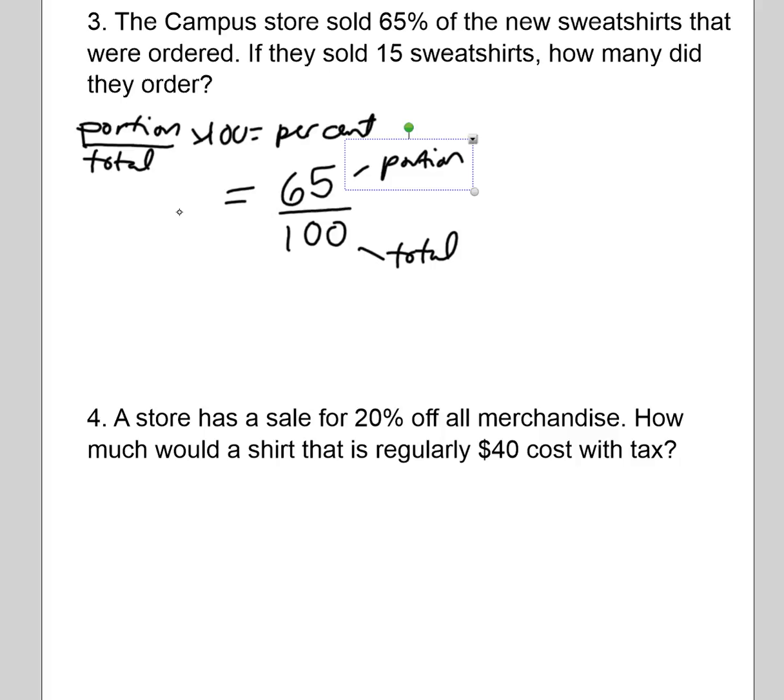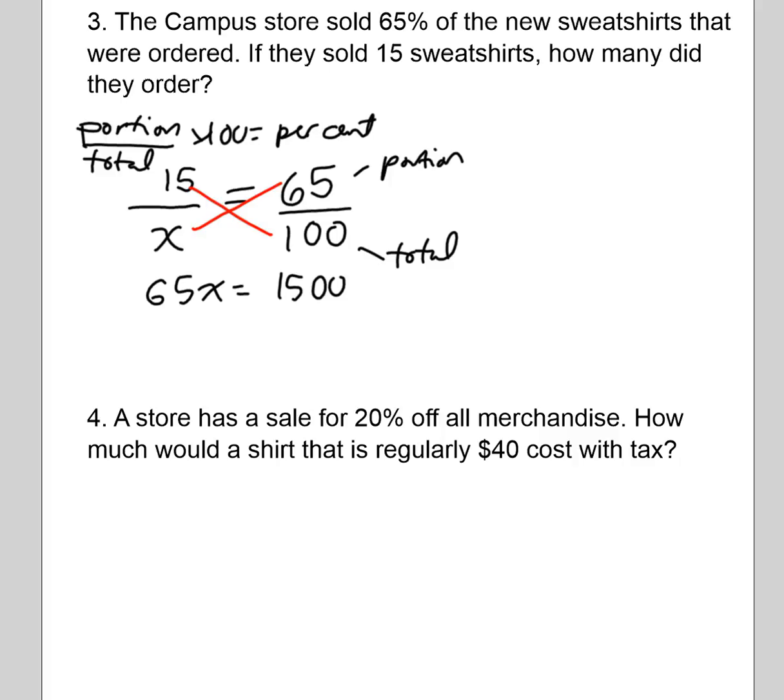Then on the other side, same thing. We're going to set up a proportion. So where would the 15 sweatshirts go? Is it the portion or is it the total? Was 15 what they ordered in total, or was it how many they sold? Hopefully you're able to see that 15 is the portion and X is going to be the amount that they ordered in total. And so all we have to do now is cross multiply. Remember, that's where we multiply these and then we multiply these.